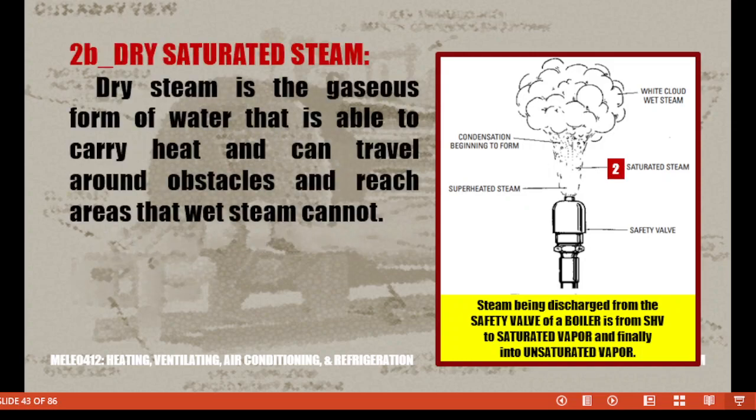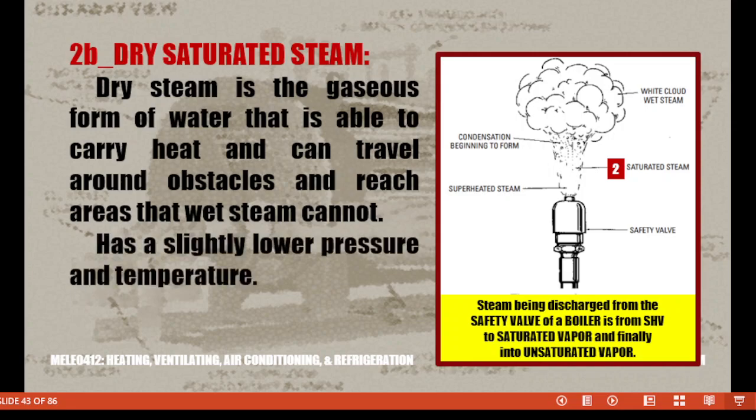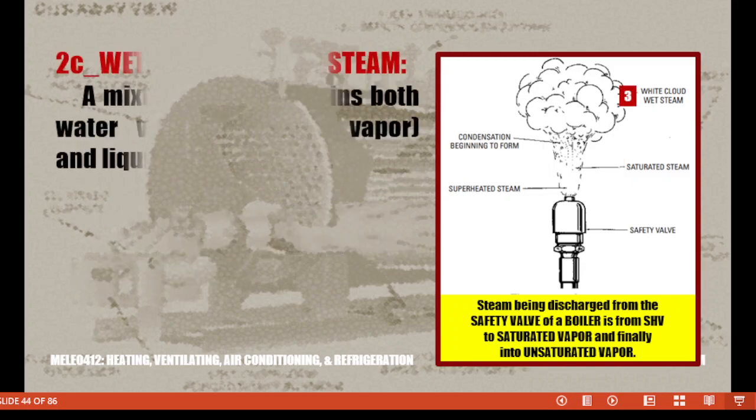So, dry steam tayo. Dry steam is the gaseous form of water that is able to carry heat and can travel around obstacles and eventually reach areas that wet steam cannot reach. So, it has a slightly lower pressure as well as temperature compared to the superheated steam.